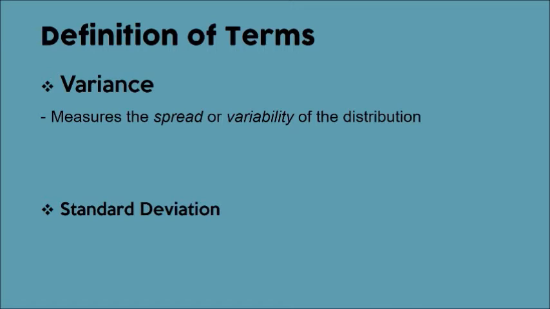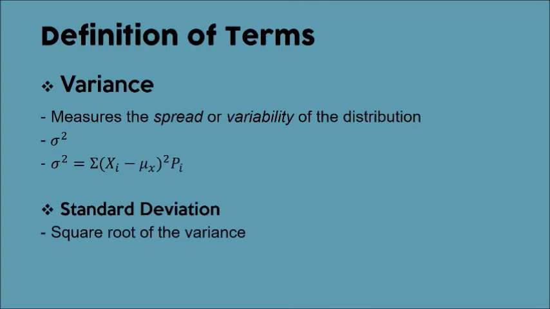So variance is denoted by this symbol, which is read as sigma squared, and its formula is the summation of the square of the possible value of the random variable subtracted by the expected value times the probability of that value happening. In other words, variance is equal to the summation of random variable x minus mu, or the mean, squared times p. The standard deviation, meanwhile, is the square root of the variance and is denoted by the symbol sigma.